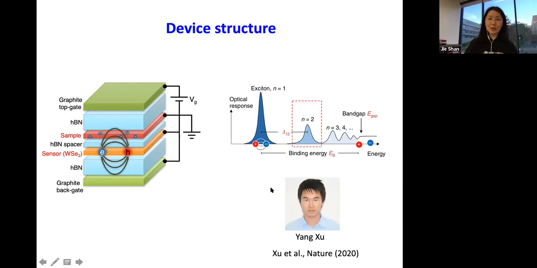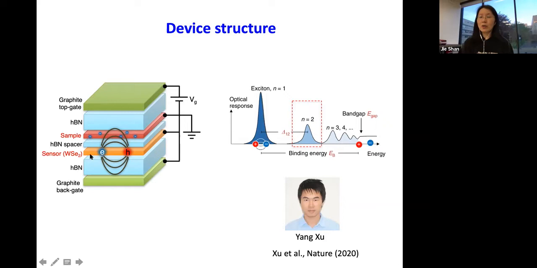So this is the work of former postdoc Yang Shi, who is with the Institute of Physics in Beijing now. And this is the device he designed. We put a spacer of 1 nanometer or a few nanometers between our moiré material and a single sheet of a semiconductor, in this case a piece of tungsten selenide. And then we can add gates. Those gates will introduce charge only into the sample, but not into the sensor, because of how we designed the band alignment. The sensor remains charge neutral for the entire measurement.